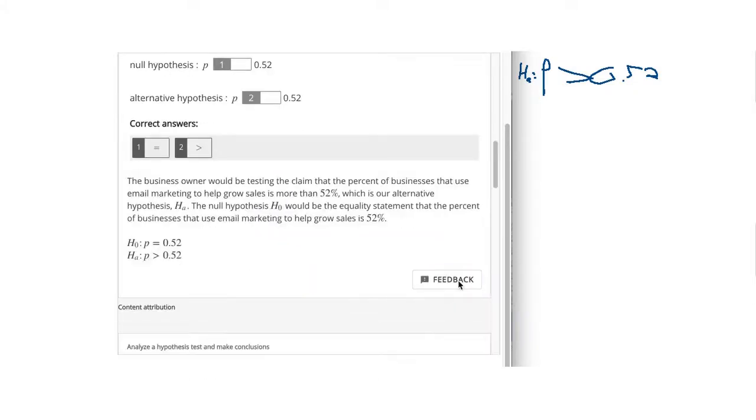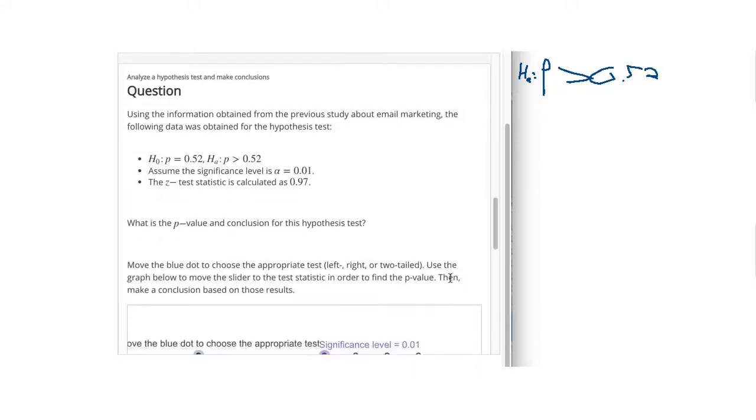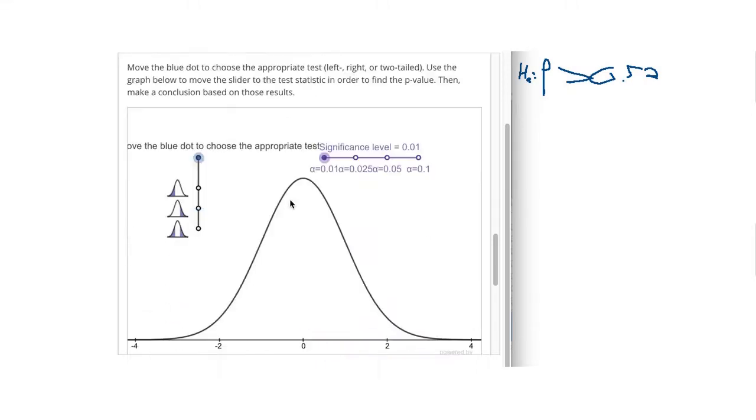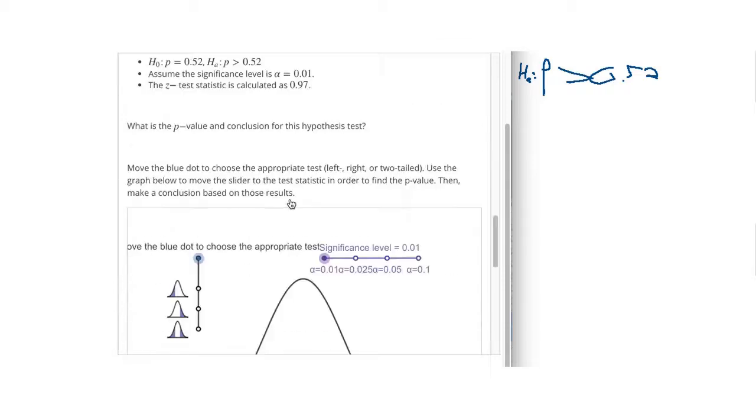Let's see what else we got here. And then use the following information. Use the information obtained for the test statistic. Oh, do we get to have a table here? Oh, they're gonna make it.